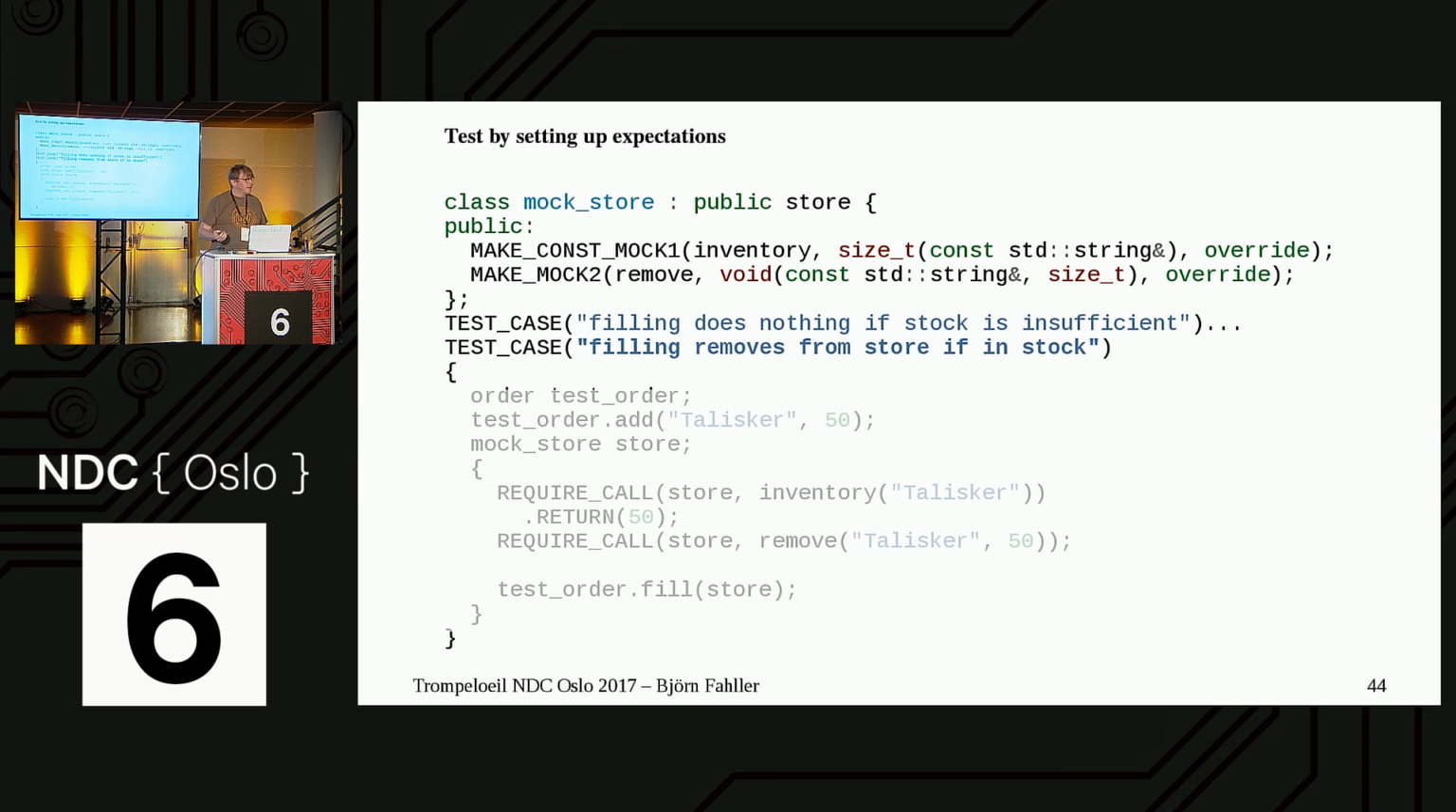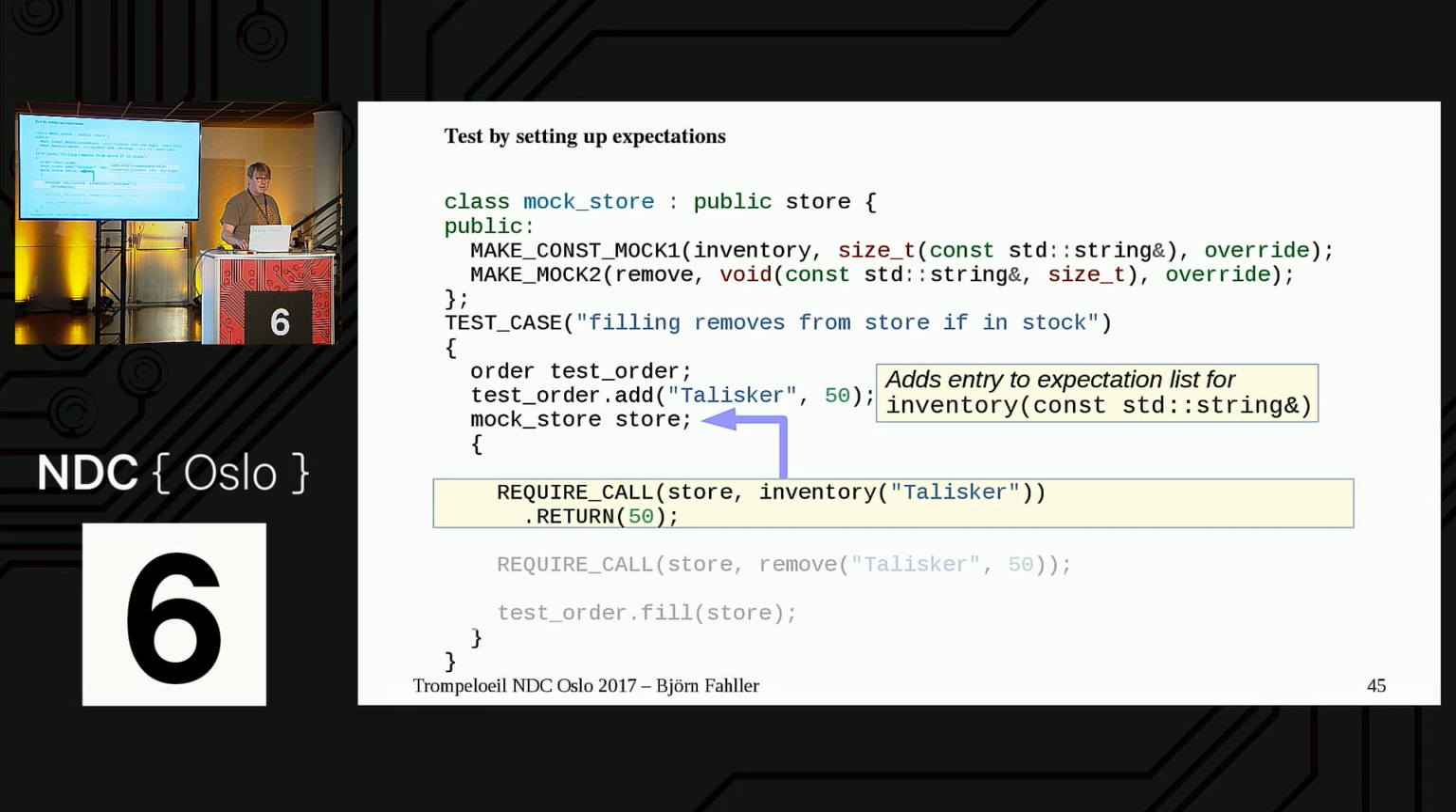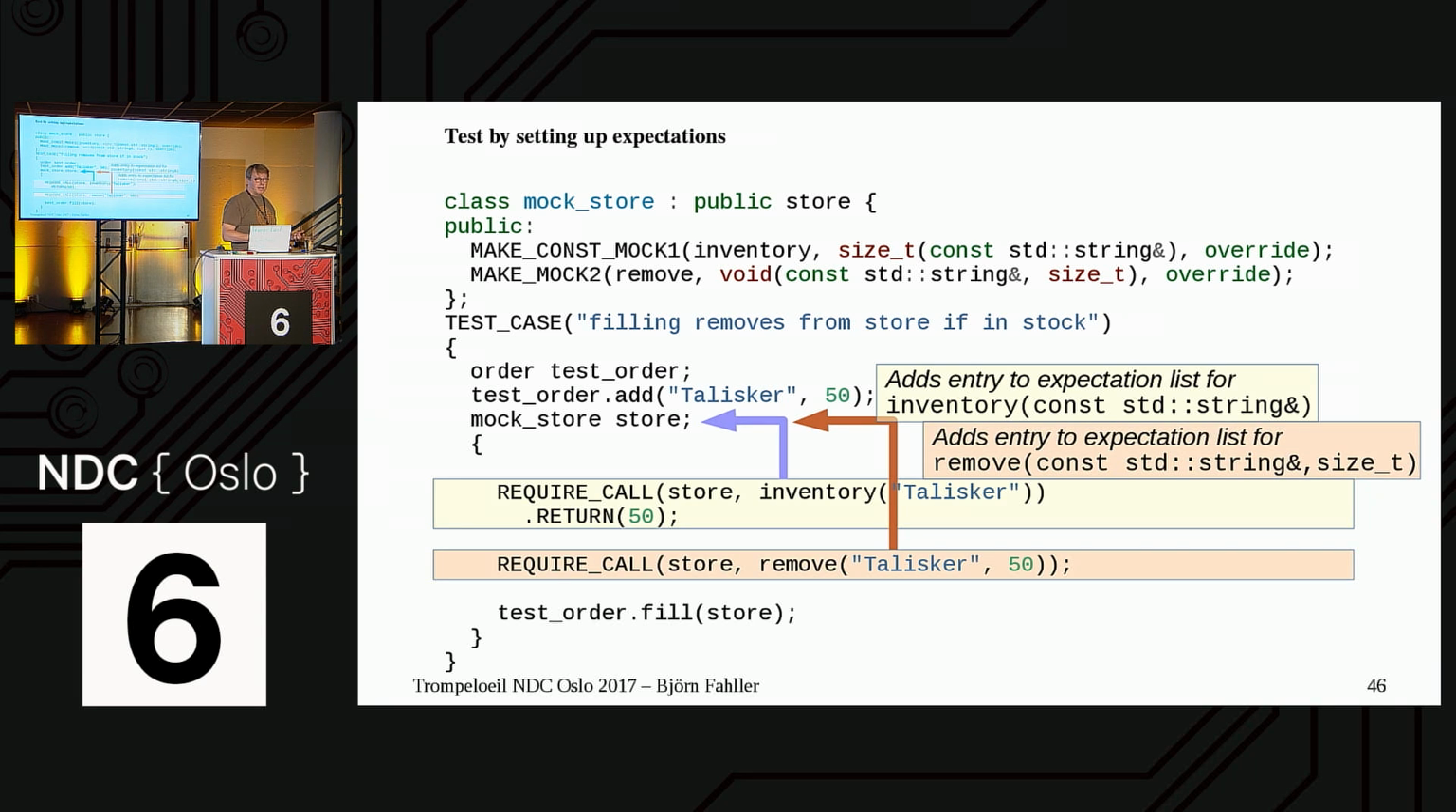So let's write another test. Filling removes from store if in stock. I'm still using Björn Fahler's example, by the way. So here we have exactly the same as before. Place an expectation, a requirement that the inventory is called, return 50, and a requirement that remove is called.